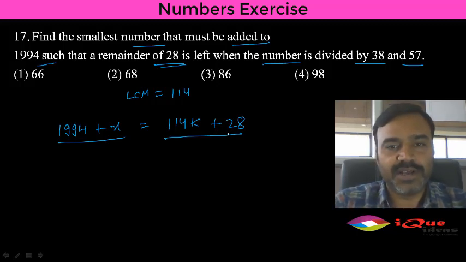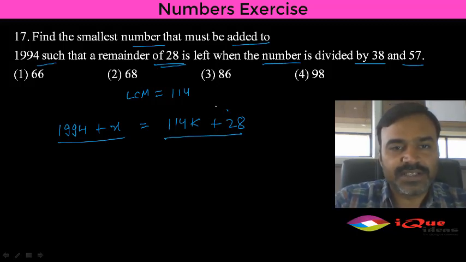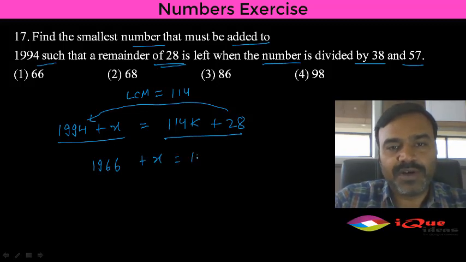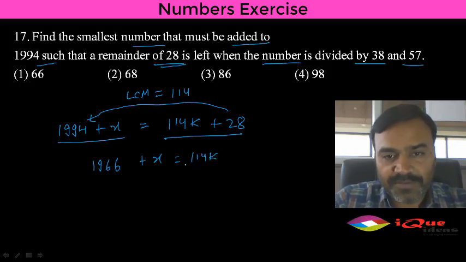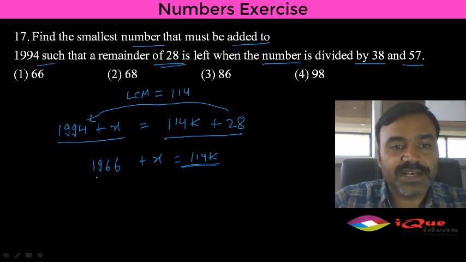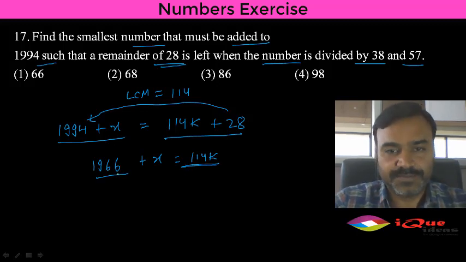Here you have to be a little careful. So let's send 28 to the other side. If you subtract, 1994 minus 28 gives us 1966. And 1966 plus x should be equal to 114k. Now how to solve? Find out a multiple of 114 which is slightly above 1966 and closest. If you randomly check, so let's take randomly 18 times.